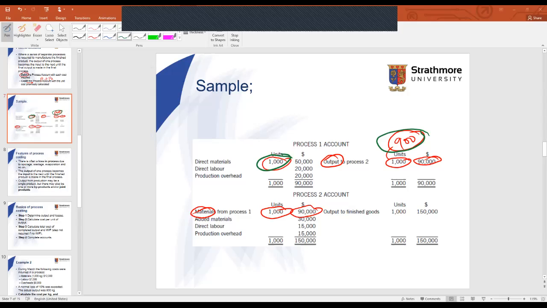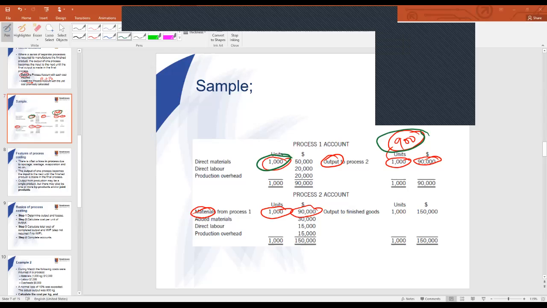So that's on process costing, a simple introduction to process costing. I want to stop there and answer your question.